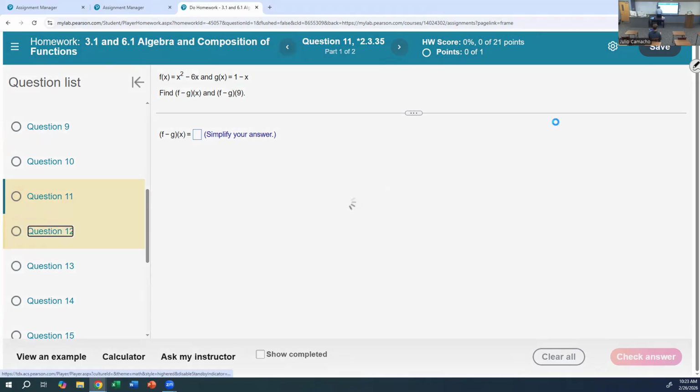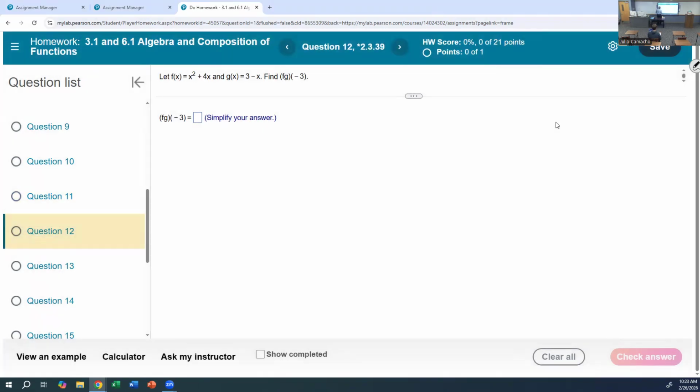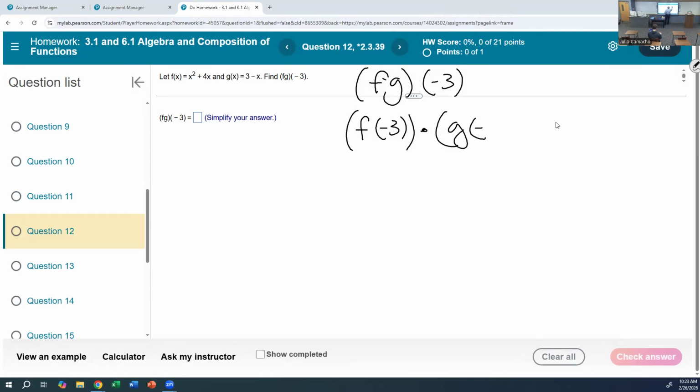Question 12. On question 12, you have f of g of negative 3. So what does that mean? That is equal to f of negative 3 times g of negative 3.